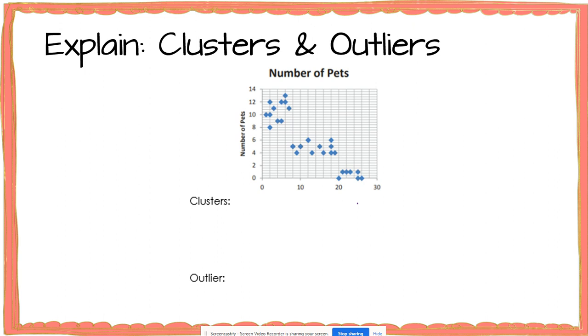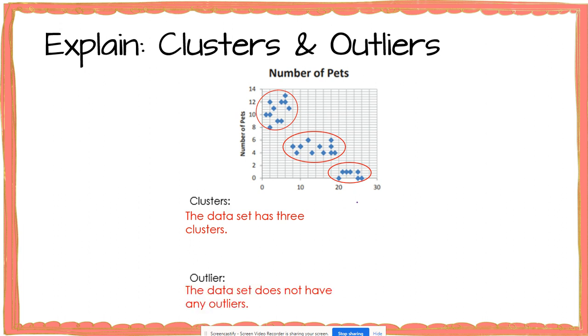Now in this set of data, we can see that there are 3 distinct clusters. And when you look at those clusters, there's no point that really doesn't fit in a cluster. Because there is no point that fits outside of a cluster, there is actually no outlier in this data.